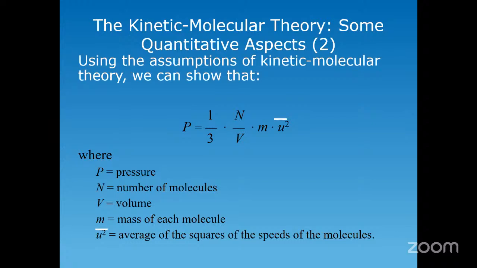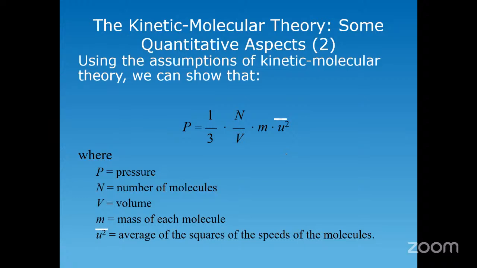Based on those assumptions, this equation has been derived. You don't need to memorize or even know this equation, right? But the reason I'm pointing it out is that it shows you the relationship between different properties displayed by gases. So just to briefly describe what this equation is saying, P, the pressure of the gas, is equal to 1/3 times N, the number of molecules, divided by V, the volume of the gas, times m, the mass of the gas molecule, times this term. Now, this term here is called the average of the squares of the speeds of molecules. In other words, of course, there are billions of molecules present in any sample of gas that you might have.